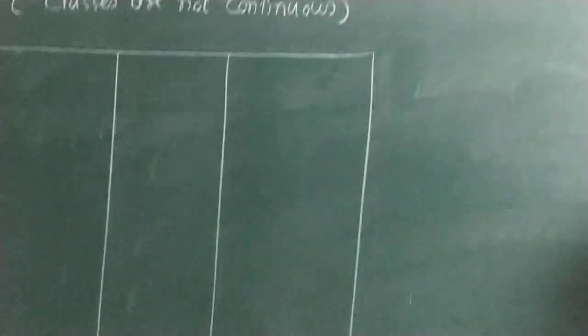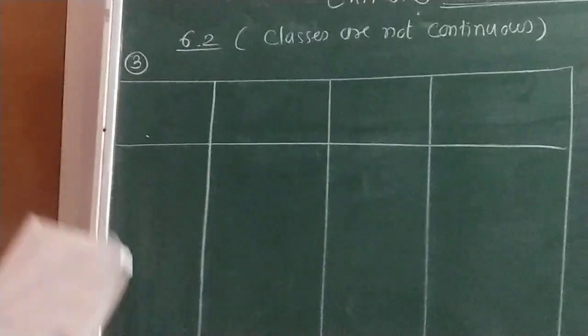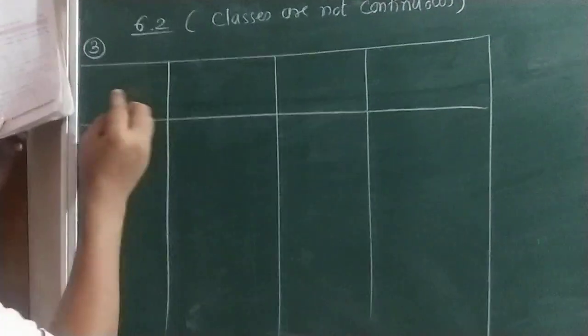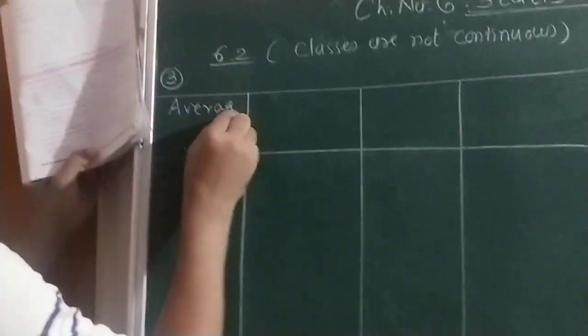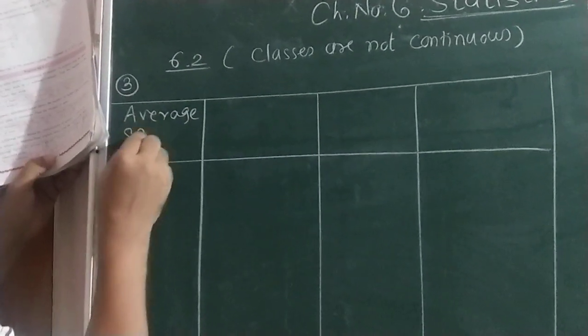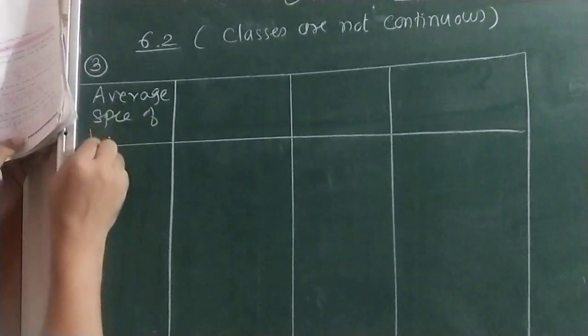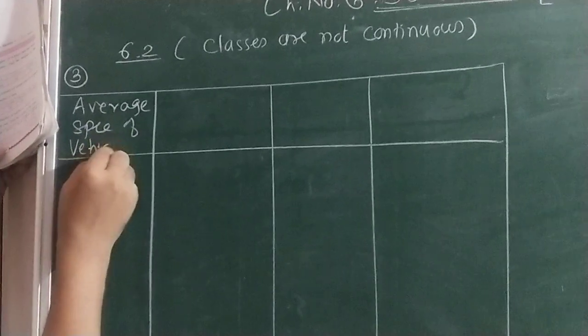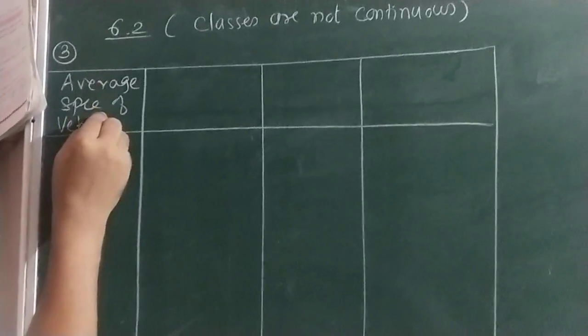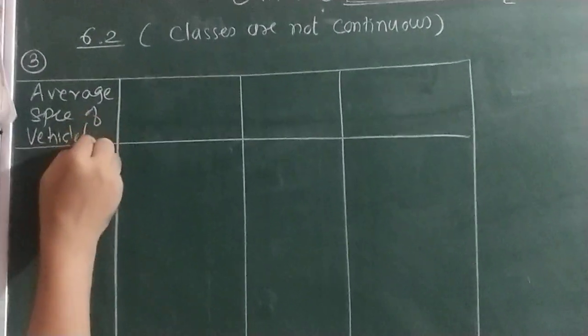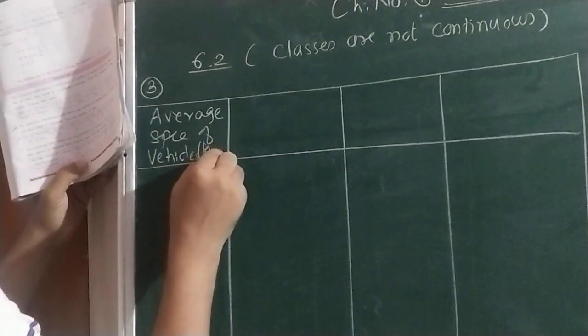They are not continuous, but we have to convert them into continuous. See, classes are not continuous. A small correction is also there in the old book. If you have the new book, then no correction. But some students have the old book, then there is a correction. The average speed of a vehicle is given. Unit given is kilometer per hour.